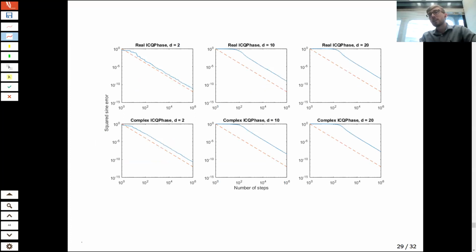So here are just some numerical pictures showing numerics of this procedure. The dashed line is 1 over n squared, and the blue line is the squared error from using ICQPhase. And this is in a bunch of different settings, in both the real and complex setting and in different dimensions, d equals 2, 10, and 20. And so you can see that eventually this procedure does seem to reach the 1/n² convergence, but it has this period where its convergence is slower. That seems to be extended as the dimension grows, so it seems to be dimension dependent.